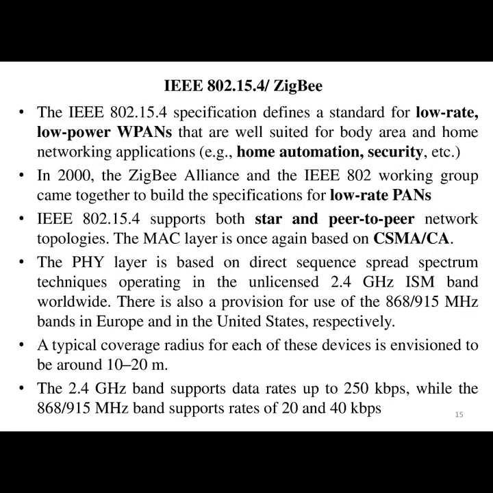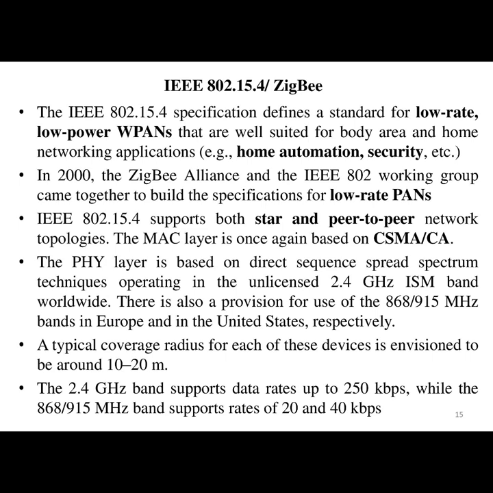Next one, IEEE 802.15.4, Zigbee. Zigbee specification defines a standard for low rate, low power WPANs that are well suited for body area and home networking applications. Example, home automation, security, etc.